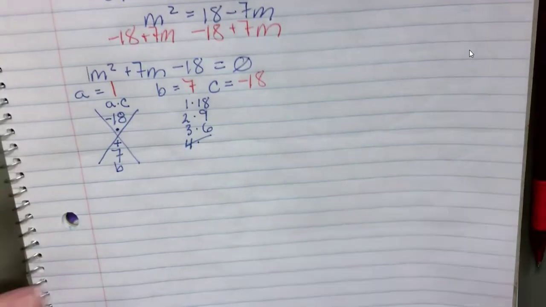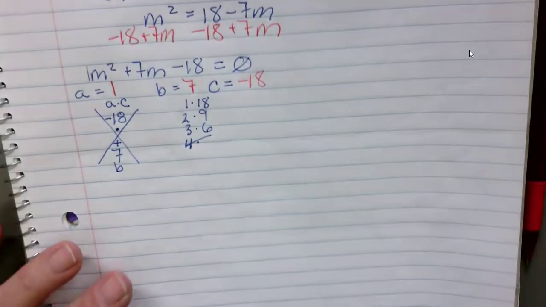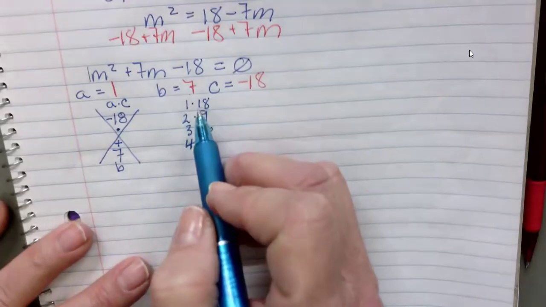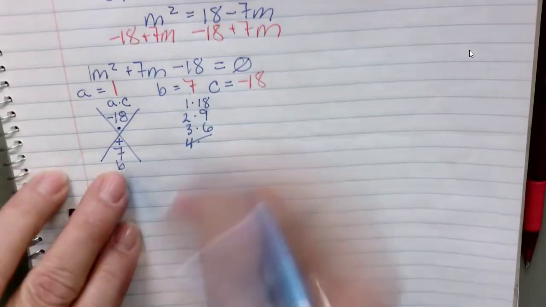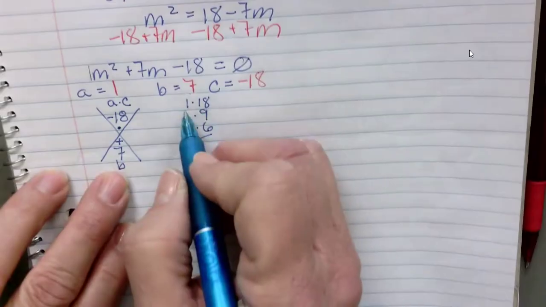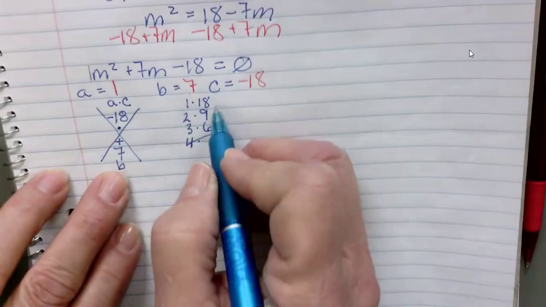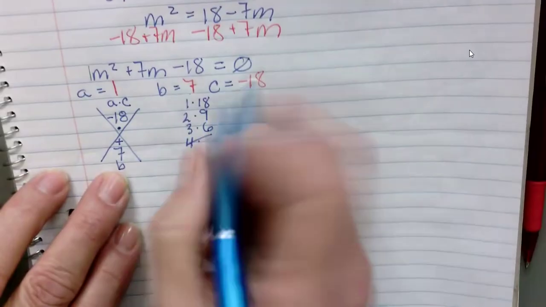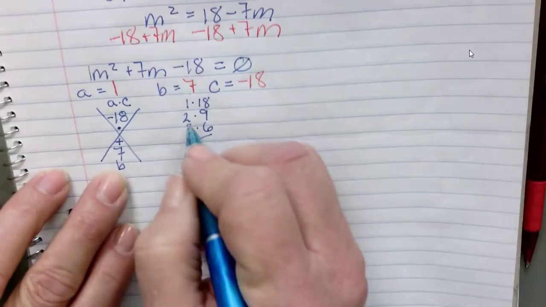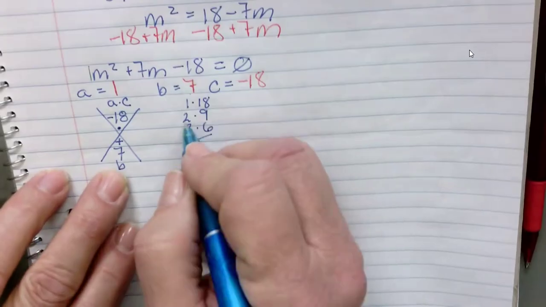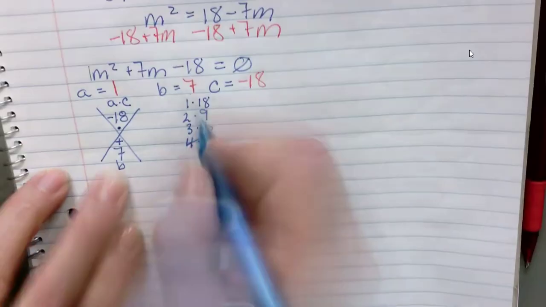Now, just to be really clear, what we're doing is I'm going to add these 2 numbers and subtract them to see what I get. I'm trying to get 7. So 18 plus 1 is 19. That's not 7. 18 minus 1 is 17. That's not 7. So that's not going to be our answer. 2 plus 9 is 11. That's not going to work. 9 minus 2 is 7. Oh, those are probably my 2 numbers then.